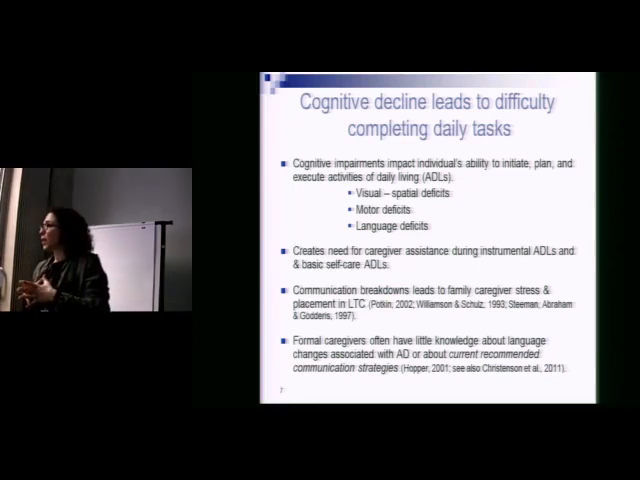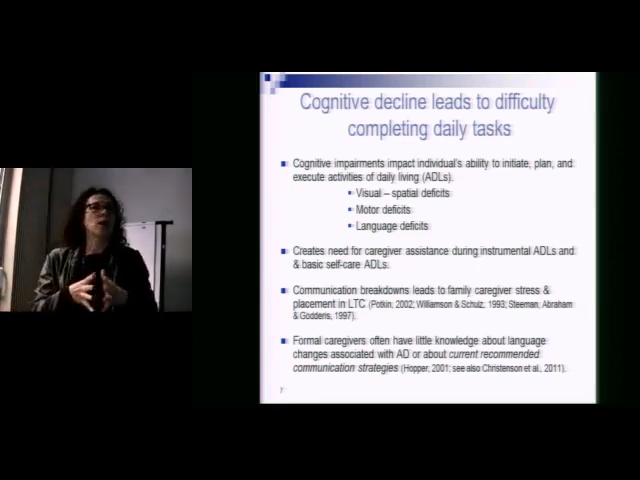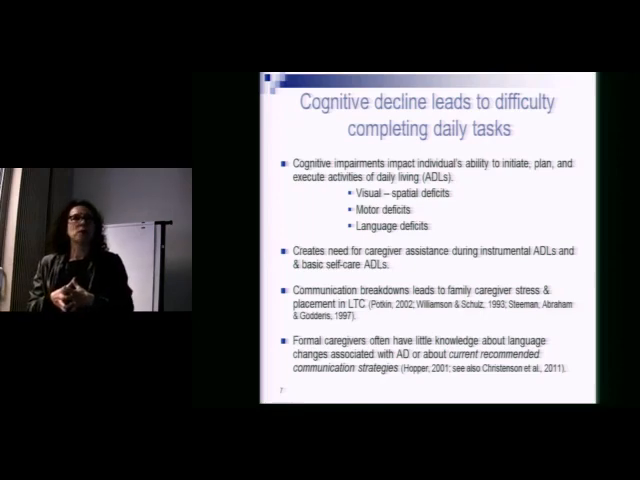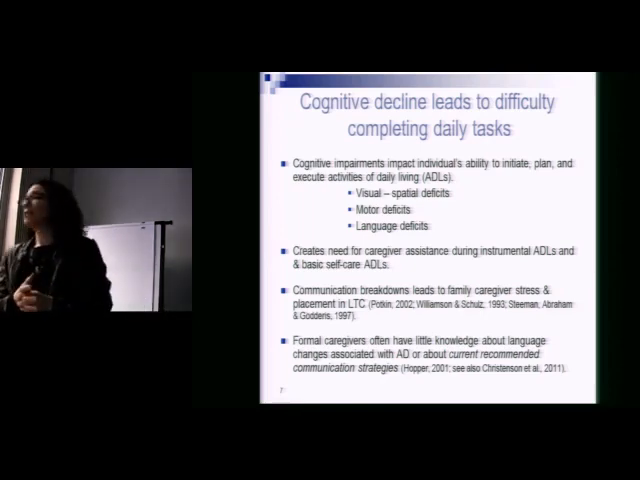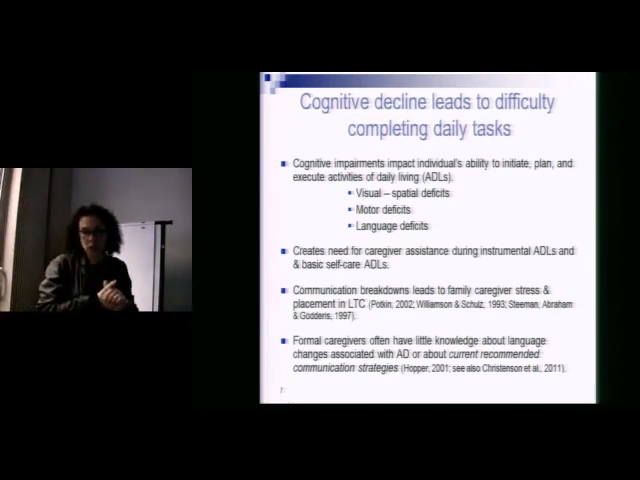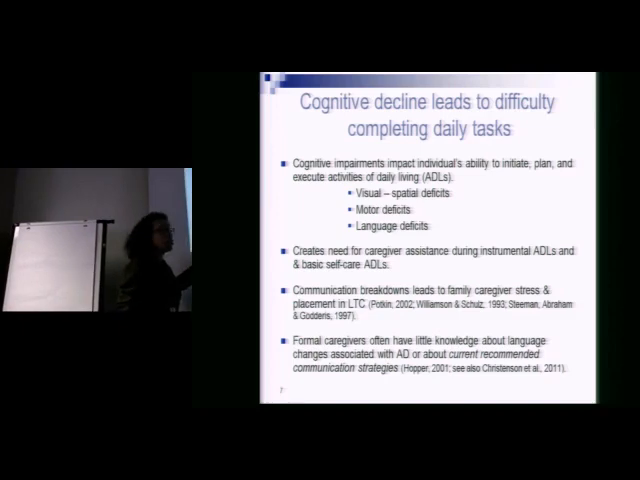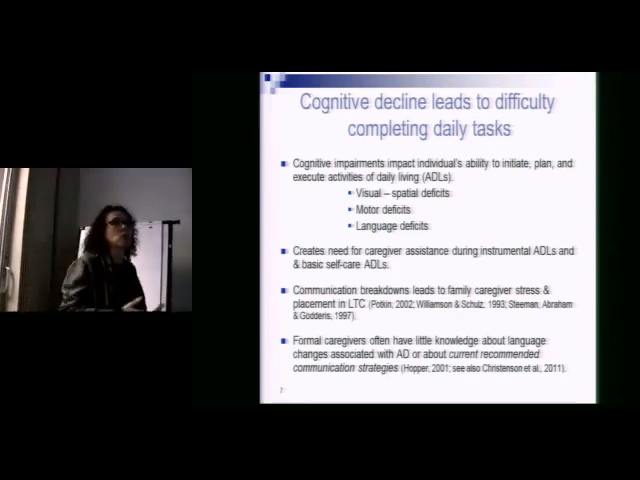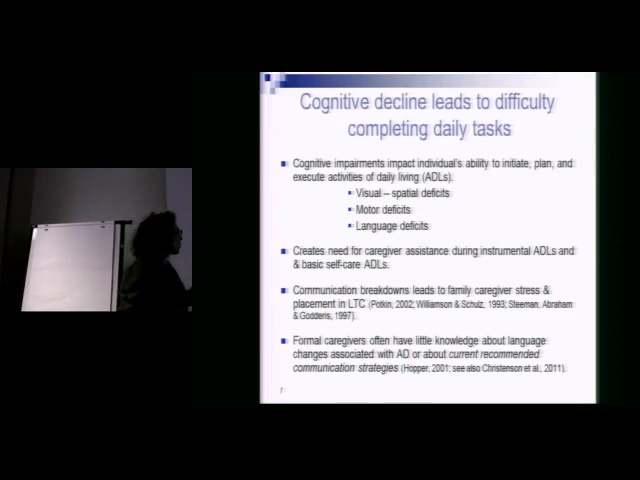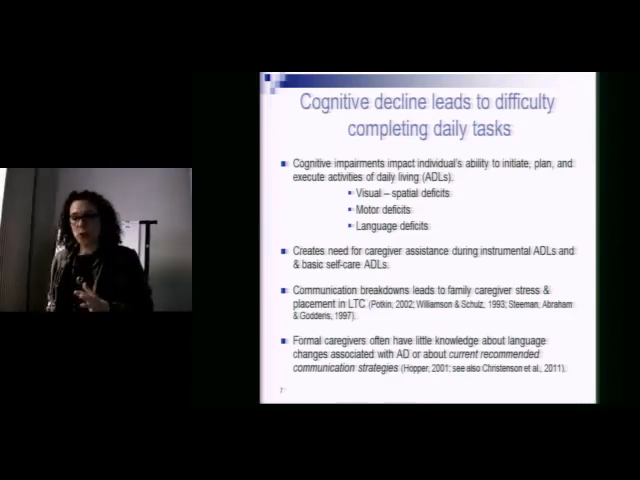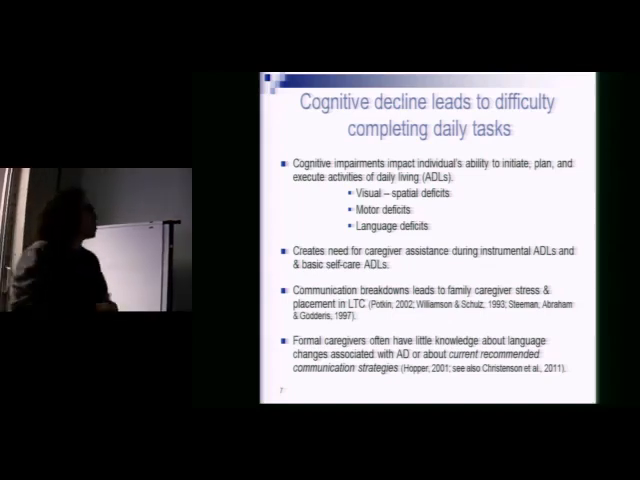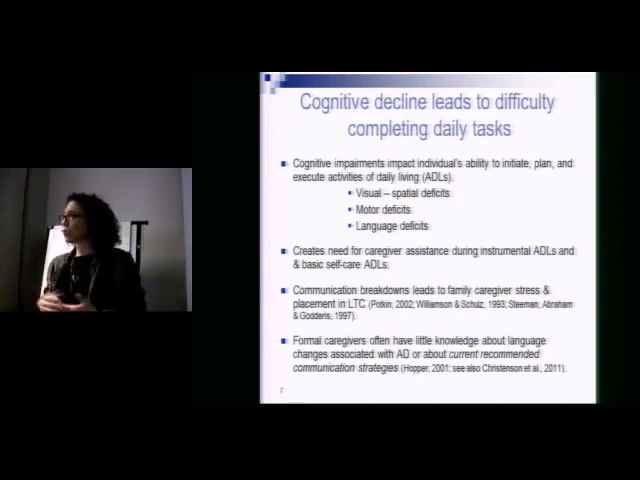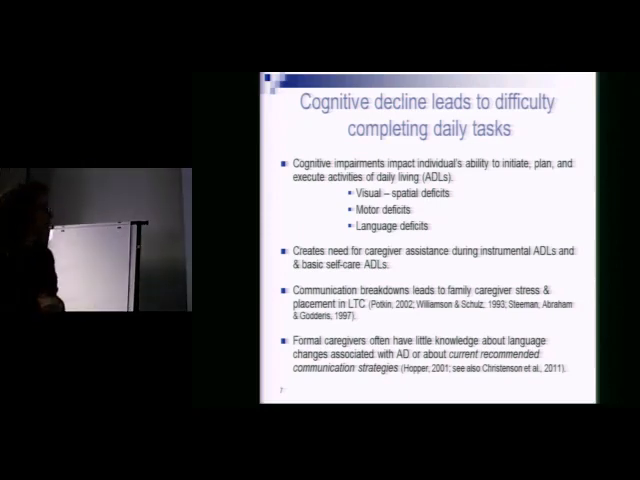We know from the literature as well that communication difficulties are one of the major factors that leads to early placement in long-term care, when the family just has too much stress and difficulty coping with the problems in communication. And so then people end up in long-term care, whether it's too early or even if it's not too early, and there they're going to be cared for not just by their family, obviously, but by professional caregivers. And we also know from the literature that in general, and I would say probably less so now, but in general, formal caregivers often have little knowledge about the language changes that are associated with Alzheimer's disease, or about current recommended strategies.